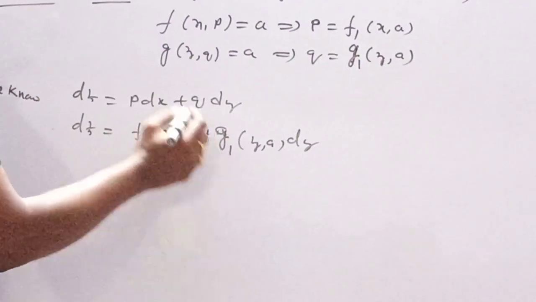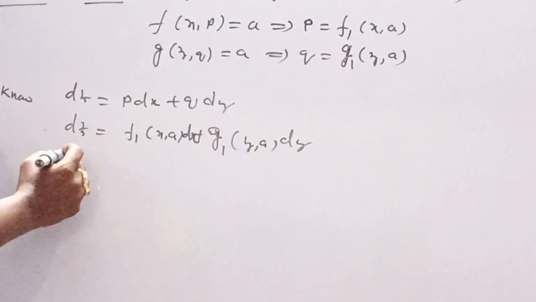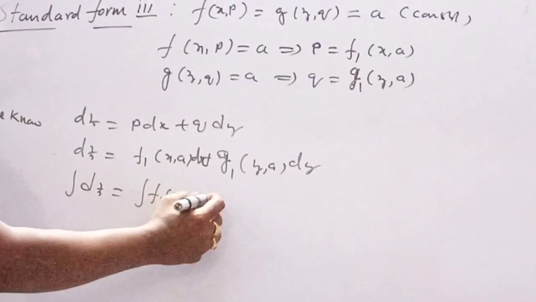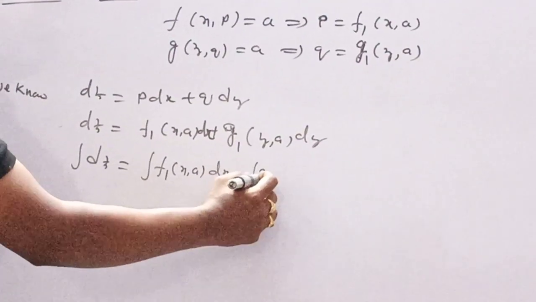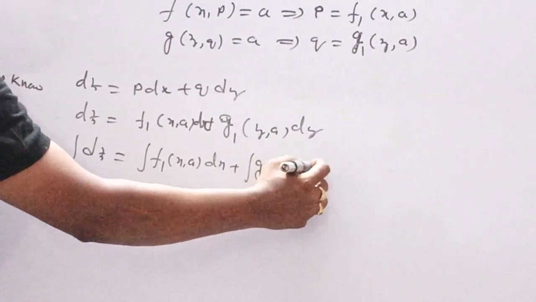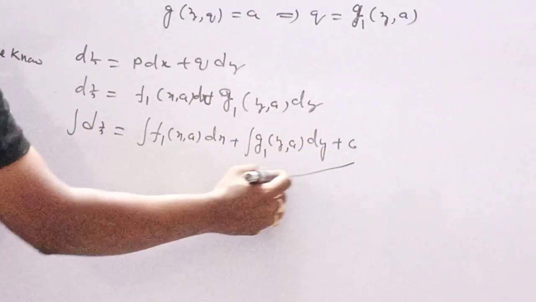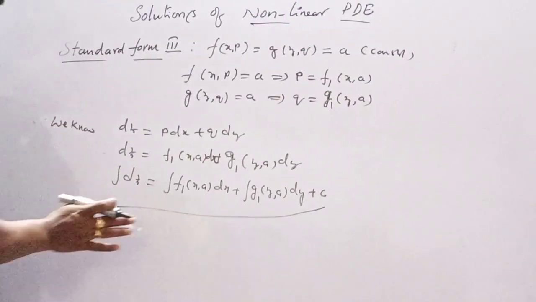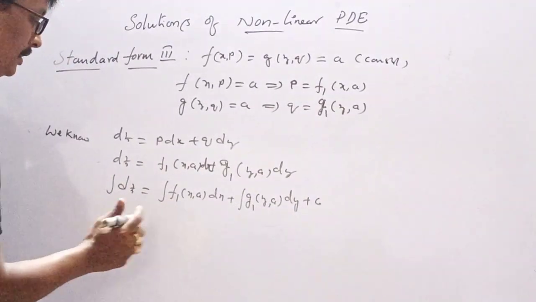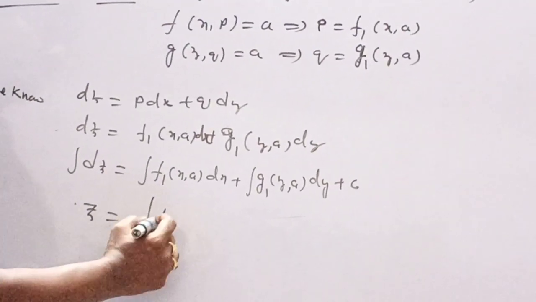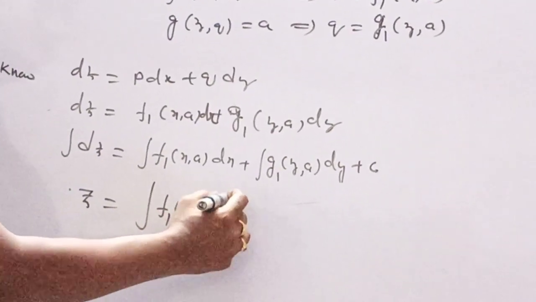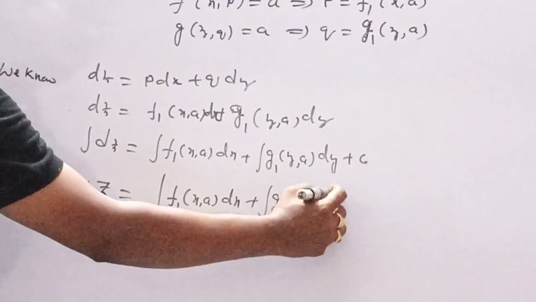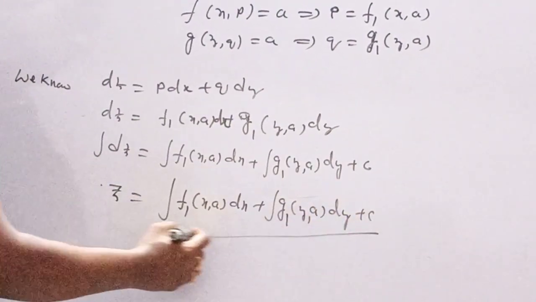So again taking integration on both sides, integral dz equals integral f1 of x comma a dx plus integral of g1 of y comma a dy plus constant c is the required solution. Integral of dz means z equals integral of f1 of x comma a dx plus integral of g1 of y comma a dy plus constant c is the required solution.